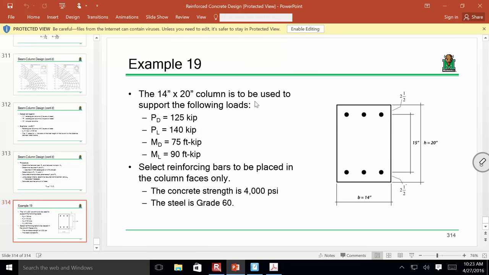So here's a column. We've got a column that is 14 by 20. It's used to support the following dead and live load forces and dead and live load moments, as you see right here. And I want to determine how much reinforcement needs to go in. Now, I'm assuming that this is two layers of reinforcement. So do I use the L charts or the R charts? L, right? This will probably be pretty straightforward. One thing I'll say: I have two layers of reinforcement and I have three bars. I'm not saying you have to use literally three bars on the bottom and three bars on the top. It's just saying you have two layers. Okay? Sound good?